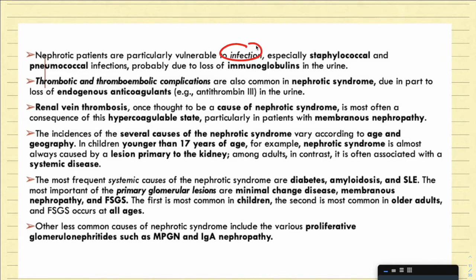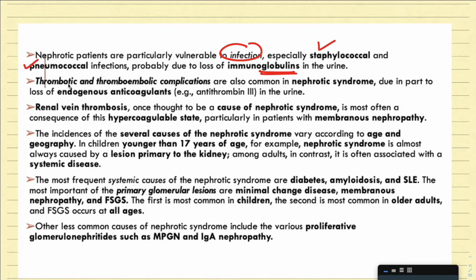Can you tell me why? Because immunoglobulins, which are one kind of plasma protein, in fact a kind of globulin, are also lost in urine. So there is decreased immunity. Especially, you will have staphylococcal as well as pneumococcal infection.